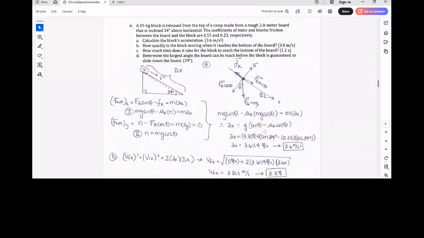Number 6. A 15-kilogram block is released from the top of a ramp made from a rough 2.0 meter board that's inclined 34 degrees above horizontal. The coefficients of static and kinetic friction between the board and block are 0.55 and 0.23 respectively. We can calculate the block's acceleration, its final velocity, and the time that it takes for the block to reach the bottom of the board.